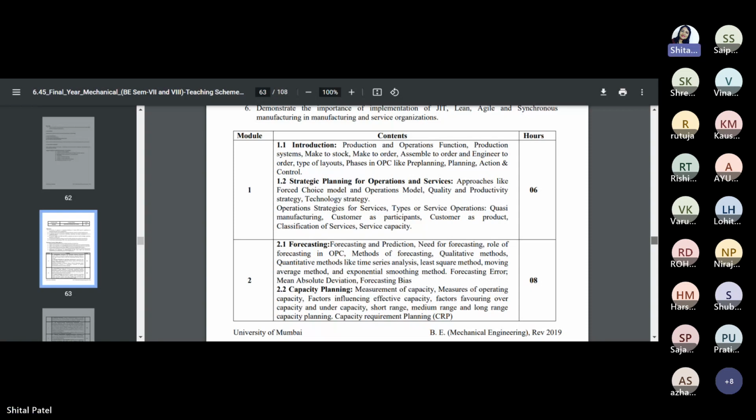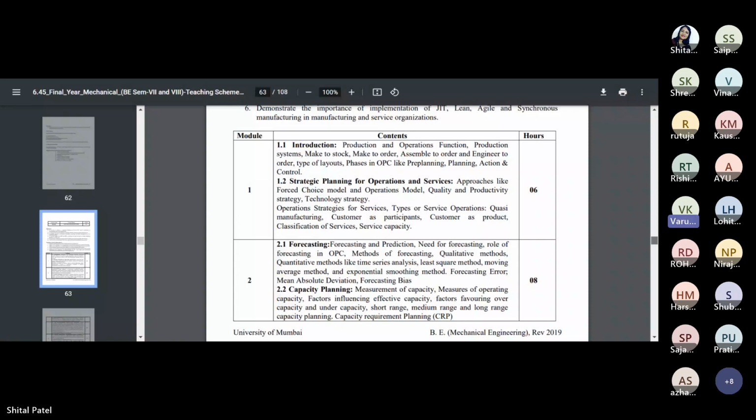Right? Okay, now this question can be asked in terms of either a short note or in the 10 marks questions. What are the measures and measurements of capacity? Explain factors influencing effective capacity.